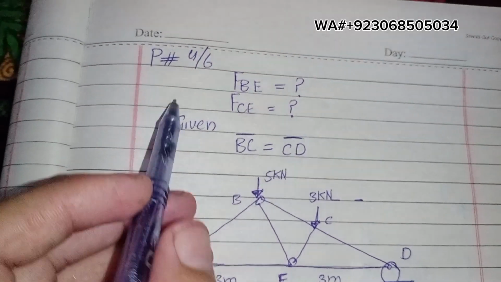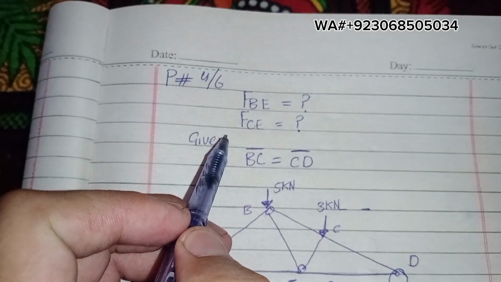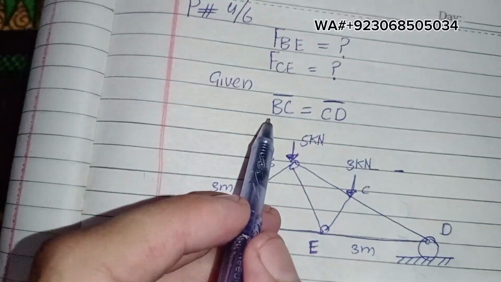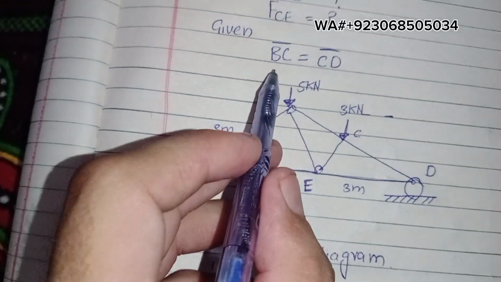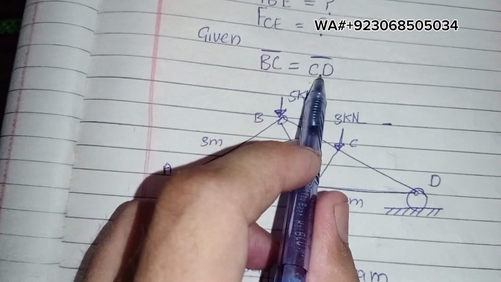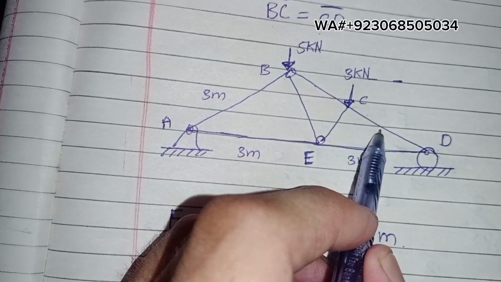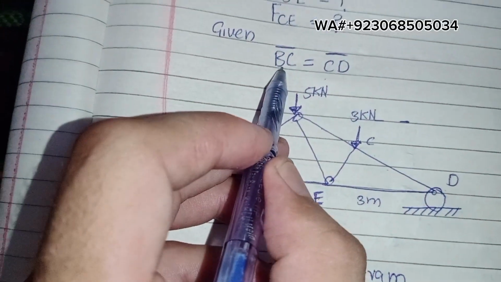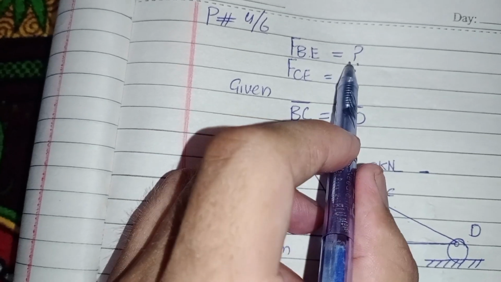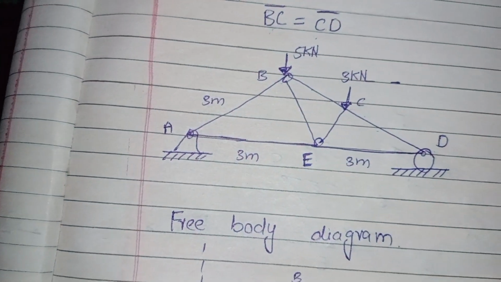Hello, dear students. This is problem number 6 of chapter 4, Engineering Mechanics Statics, ninth edition. The given data is that the length of member BC is equal to the length of member CD. This length and this length are equal, and the required data is the force in member BE and the force in member CE.